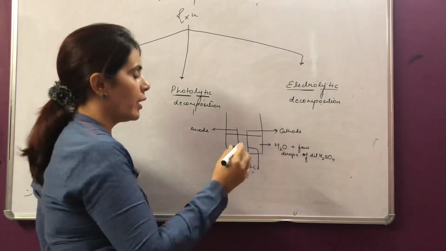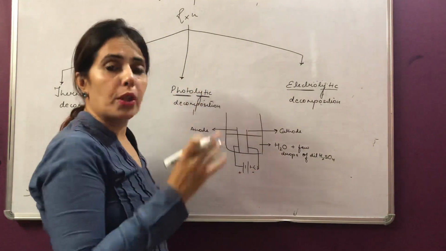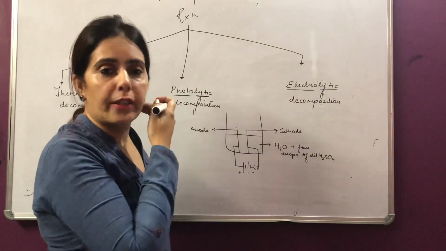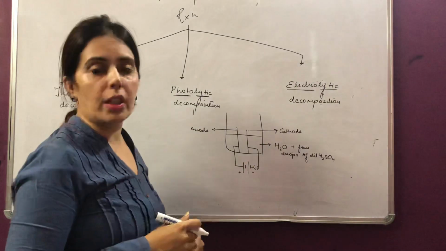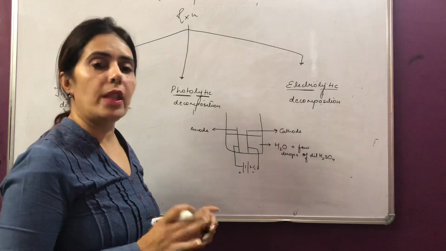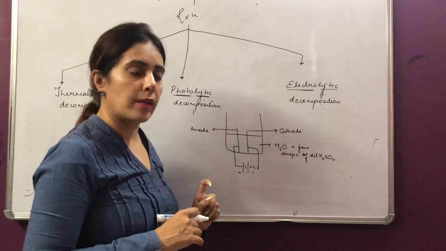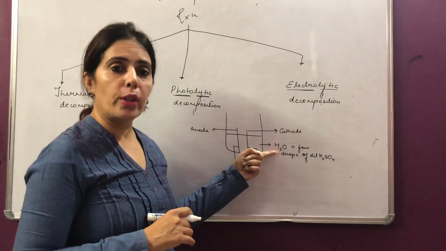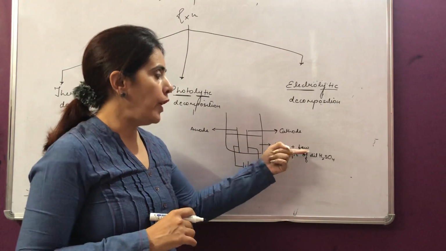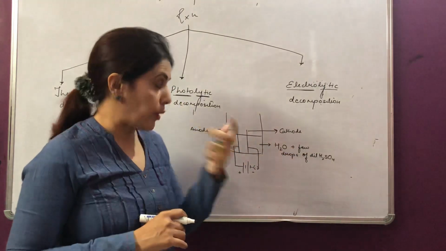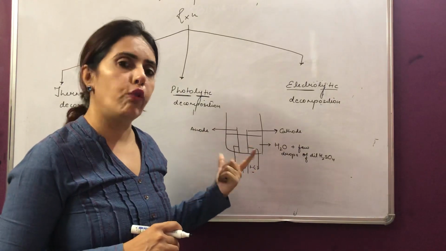Now see, what happens is we have put water. Pure water is a very poor conductor of electricity. That means it does not break down into ions so easily and does not conduct electricity. Because electricity can be conducted only by 2 things, either ions or electrons. So if water is not going to break down into ions, it cannot conduct electricity. But if we add a few drops of dilute H2SO4, this dilute H2SO4 increases the conductivity of water.